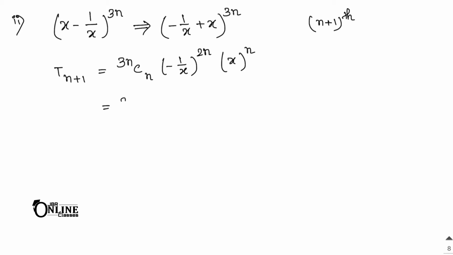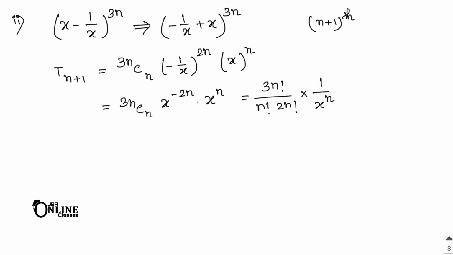So now next one, 3nCn, as here minus 1 to the power 2n. 2n means an even number, so minus 1 will be positive. So next one will be x to the power minus 2n and then x to the power n. So you can write this one as 3n factorial by n factorial and 2n factorial, and this one will be x to the power minus n. So you can write this as 1 by x to the power n as your answer.